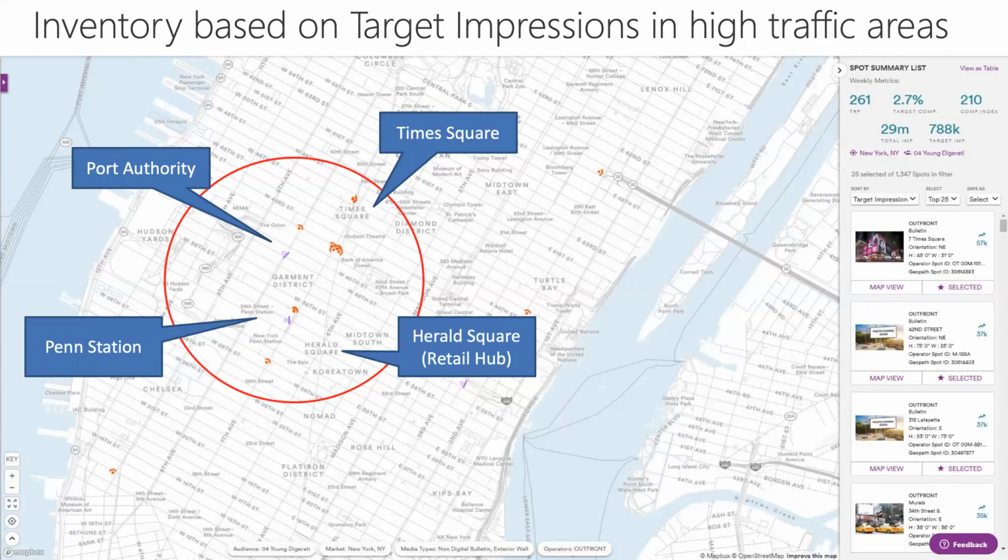So it might be stuff that we already assumed, but it's interesting to see that it does skew more into the Times Square, Midtown West area.